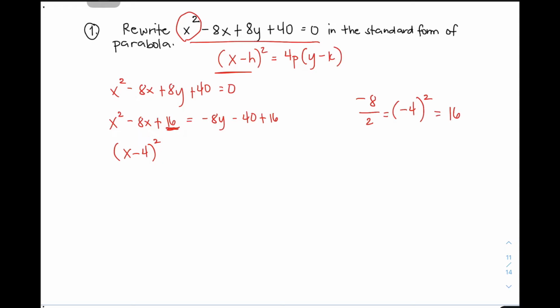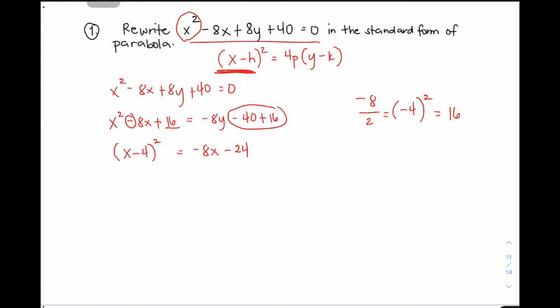Kunin mo yung square root ng third term mo, which is 4. Square root ng 16 is 4. And then copy the sign, which is negative. Okay? Then equal to negative 8x. Then we need to simplify this. That will become minus 24. Okay? And then, as you can see, nakuha na natin yung pattern dito.